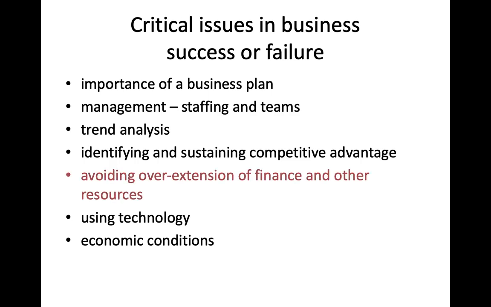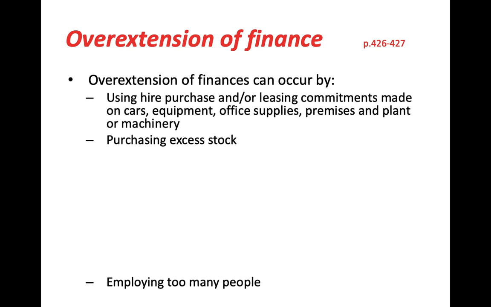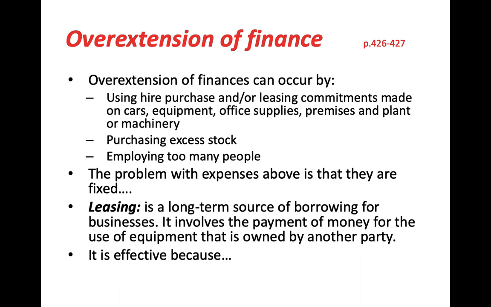Now, there's two factors here: finance and other resources. I'll touch on finance. Overextension of finance generally happens by buying equipment, cars, office supplies, a premise, a plant, machinery. All this is very expensive for your businesses. You all know this because in marking the finance section of your exams, it's demonstrated quite quickly how much that $50,000 doesn't go very far in establishing a premise.